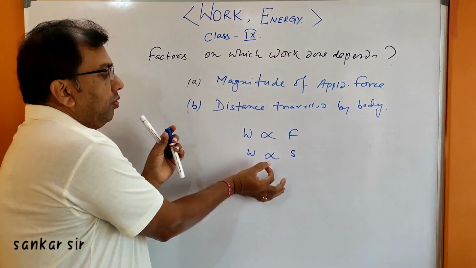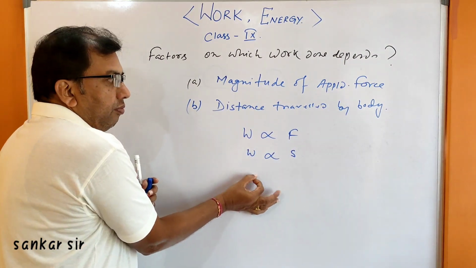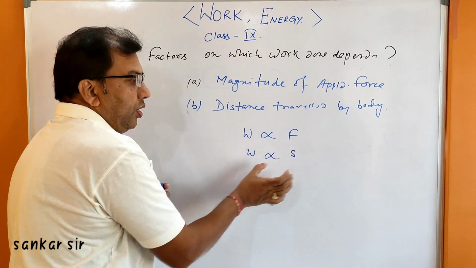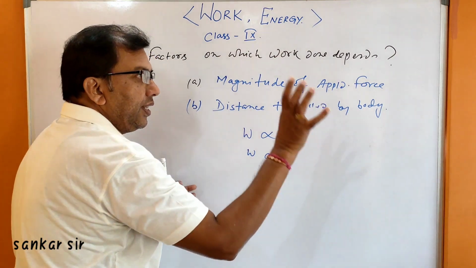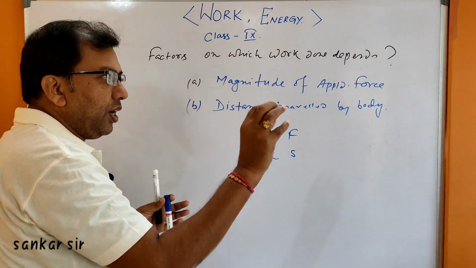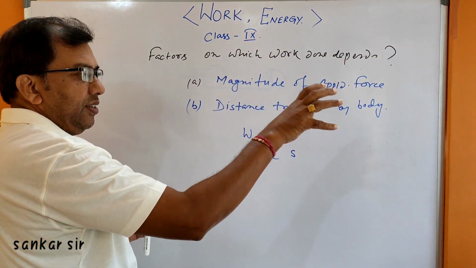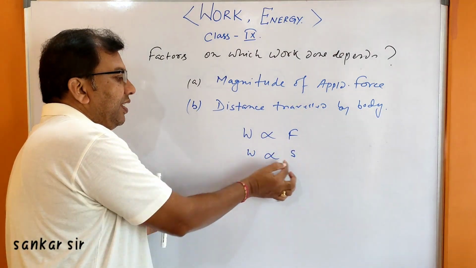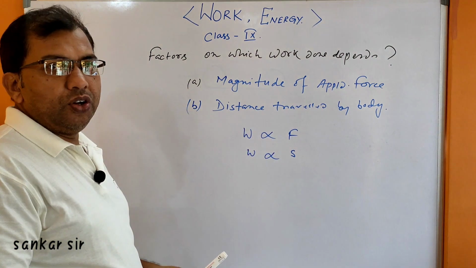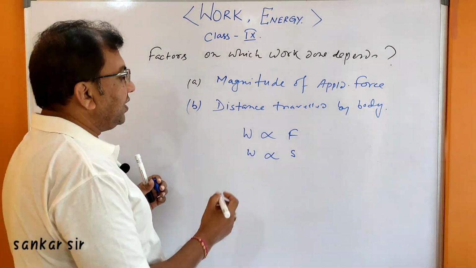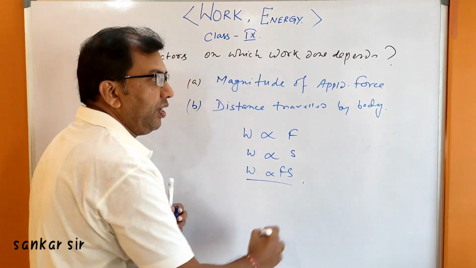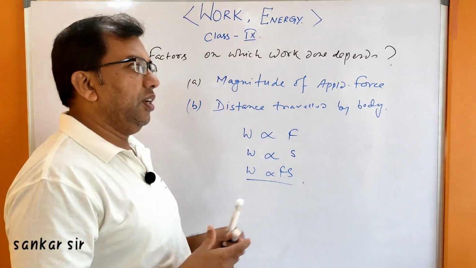Suppose in carom board, force is applied and displacement is high, that means work is high. ज़्यादा displacement होगा, ज़्यादा work होगा. कम displacement होगा, कम work होगा. Clear? Okay? So W varies as F and W varies as S. So in this case, what do we get? W varies as Fs.